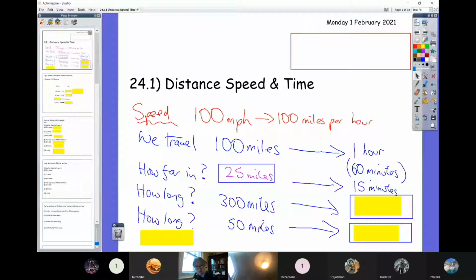So again, just look at the one second from the bottom. If it was the other way around, we were being asked how long would it take us to go 300 miles, okay? Well, it's 3 times as far, it's going to take us 3 times as long. So 100 miles, 1 hour, 300 miles, 3 hours.